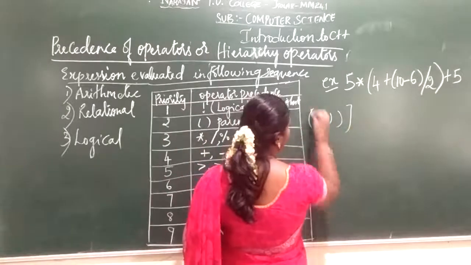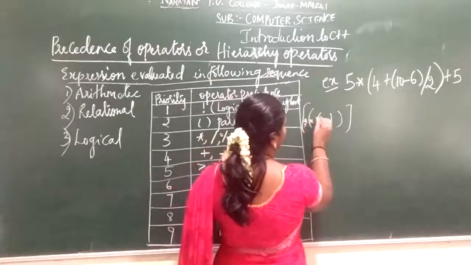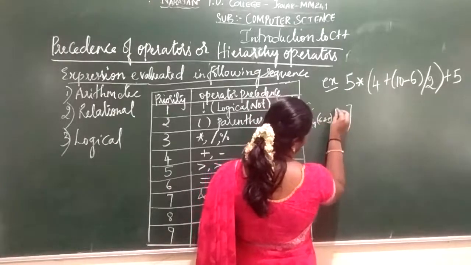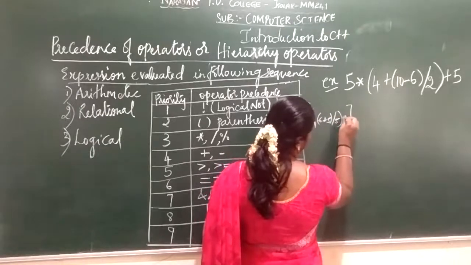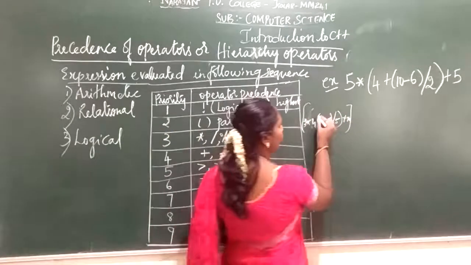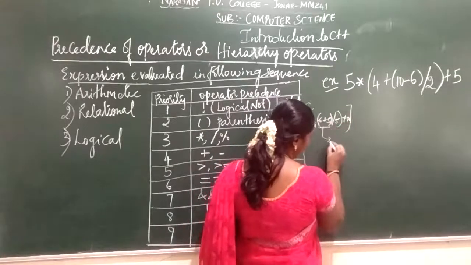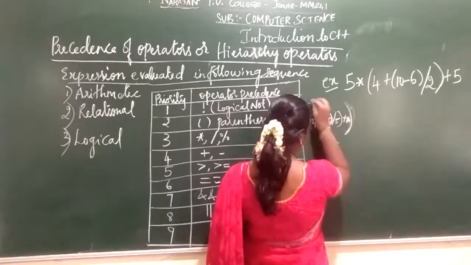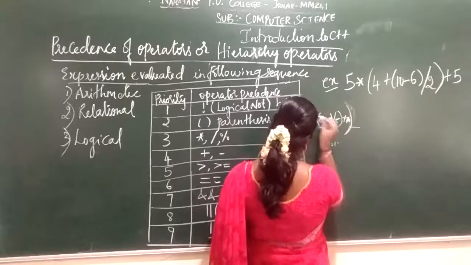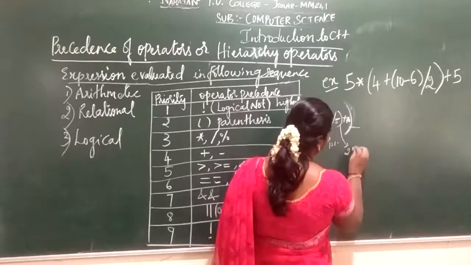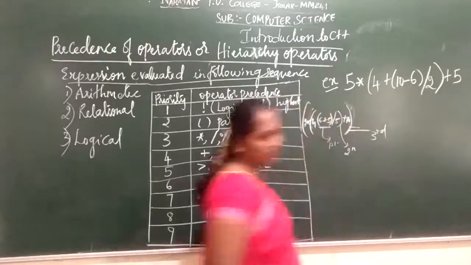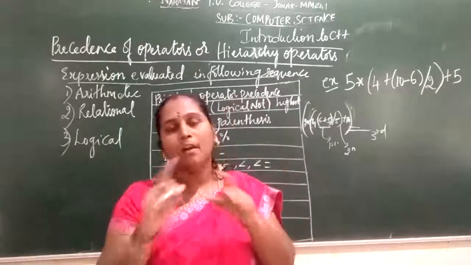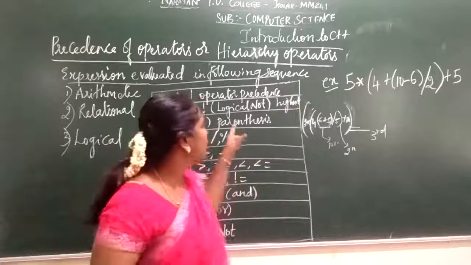Suppose you have an expression like this: 3 into 4, 6 plus 5, then divided by 5, then plus 10. First, the innermost parenthesis will have the first priority. Next, this is the second parenthesis, which will have the second priority. Your last parenthesis will have the third priority. What is this parenthesis? Not braces, it is your bracket. It tells me the innermost parenthesis is first.